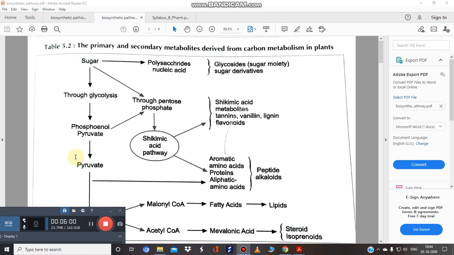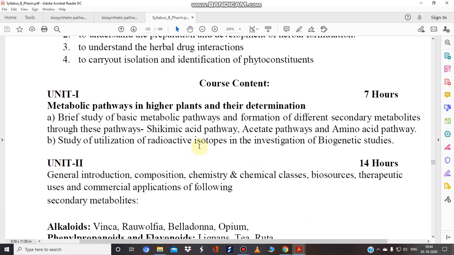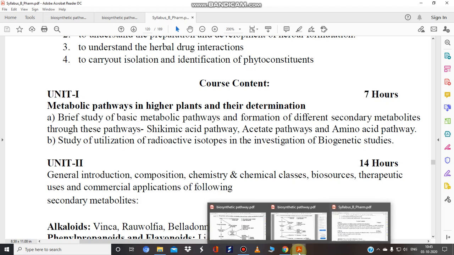I know you are wondering why I have shown you all these reactions and cycles, because these are directly or indirectly involved in the generation of our secondary metabolites. Always remember, our topic is the formation of different secondary metabolites through different pathways like the shikimic acid pathway, acetate pathway, and amino acid pathway. These pathways involve different types of reactions that are going on continuously in a particular plant cell. So we must know some of the important reactions that are involved in this. That's why I have shown you all these things.